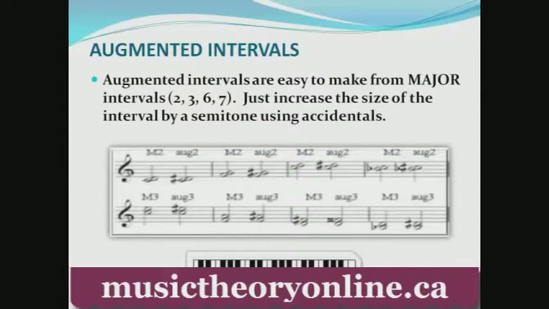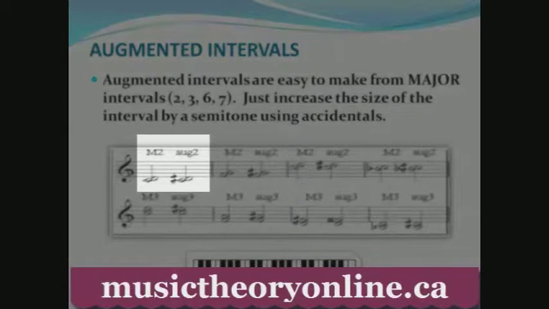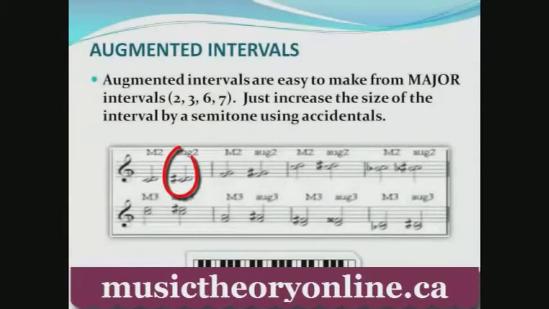Here we have a major second. By raising the D to D sharp, it's now an augmented interval. Notice that the sharp is written in front of the interval. That's the only way you can add an accidental here and keep the interval harmonic.